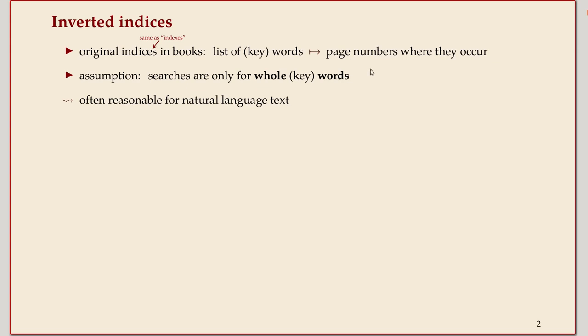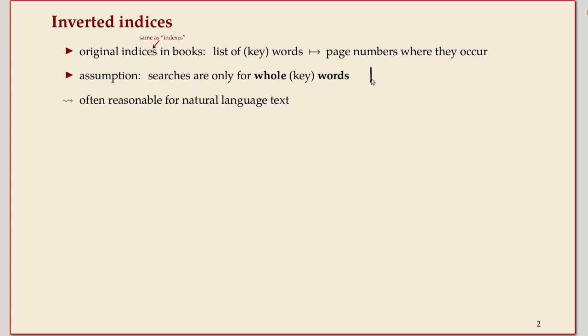An important assumption for this kind of index to work is that we're only searching for this predefined set of words. If you ever search for anything else, the index won't help you. If you're searching for just part of a word, maybe not as likely in a book, the index won't help you. There's no way to take a part of a word and find where that occurs in the text.